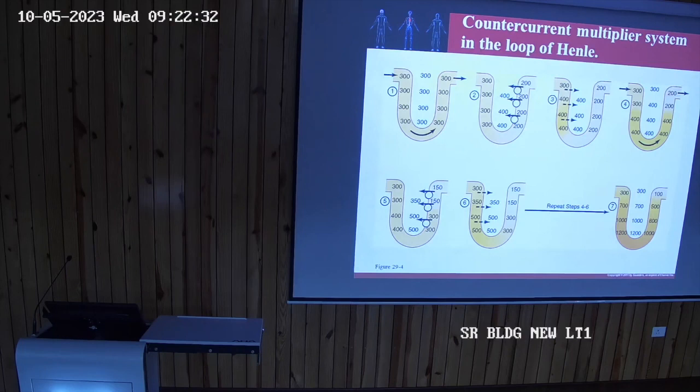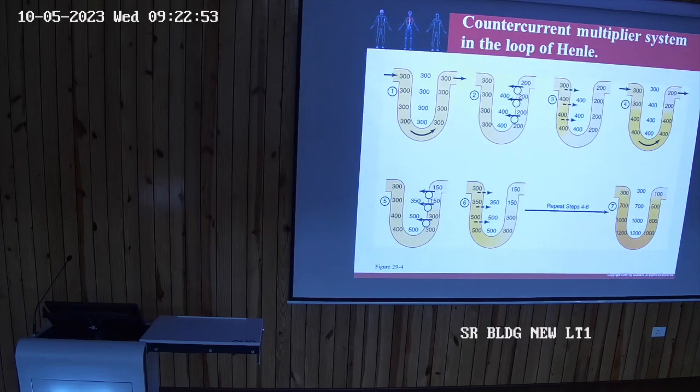So urea is getting secreted at the terminal end, but it is getting secreted where? In the medullary interstitial spaces. So that is one of the important factors which is responsible for maintenance of medullary osmotic concentration of 1200 milliosmoles.